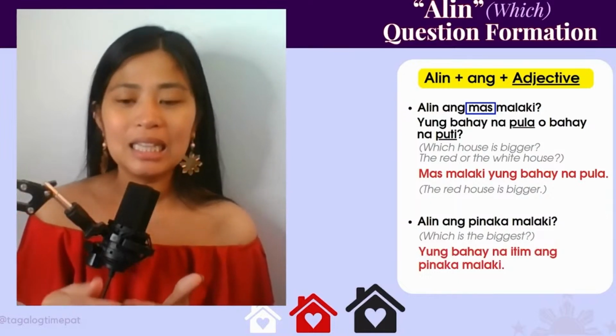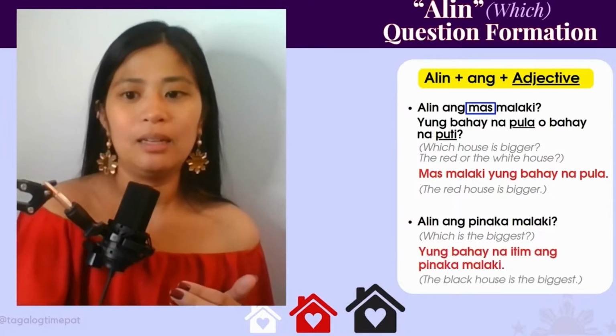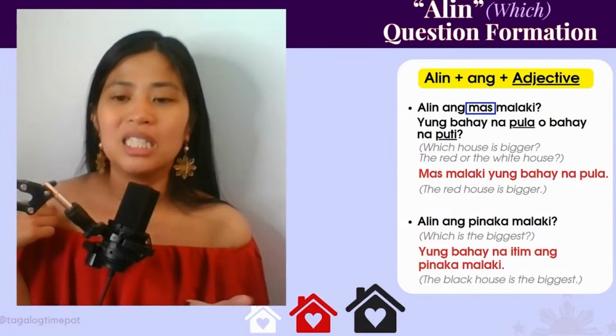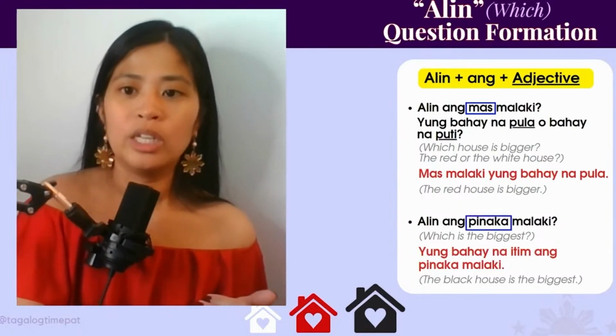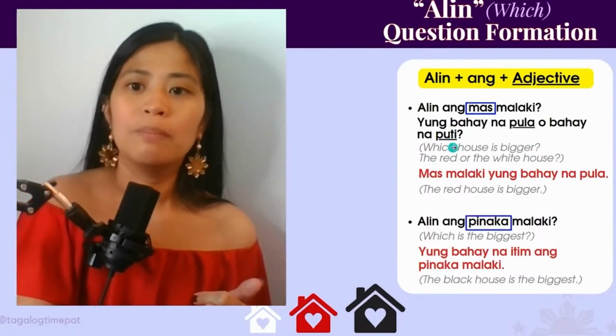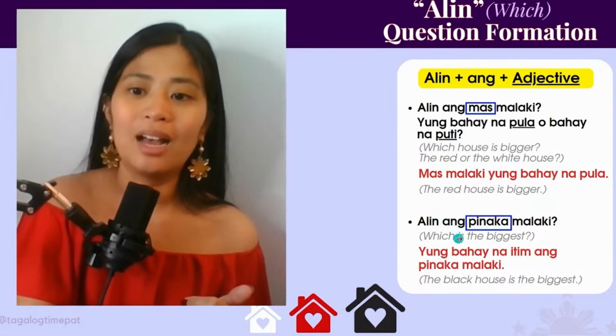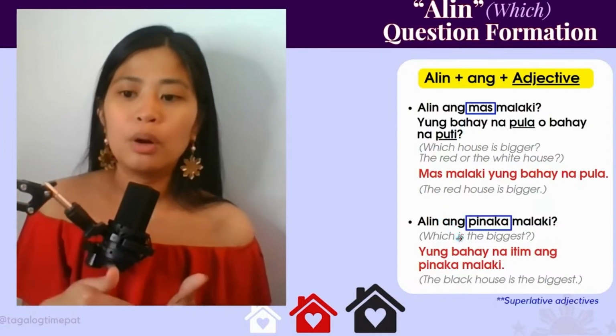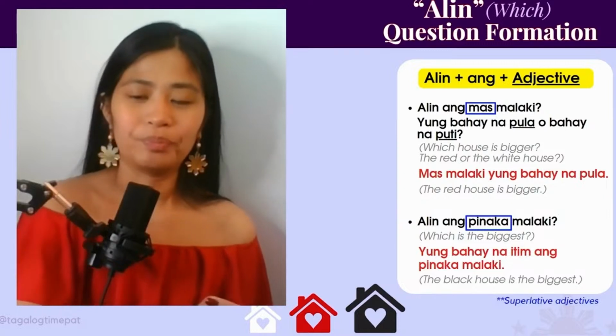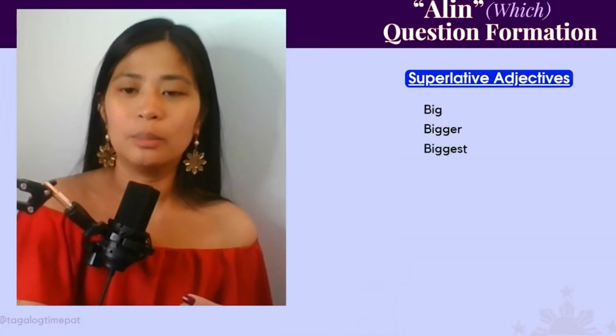Yung bahay na itim ang pinakamalaki. The black house is the biggest. So I just want to point out these two words, mas and pinaka. Those are called superlative adjectives. So let's take a look at those a little bit more.